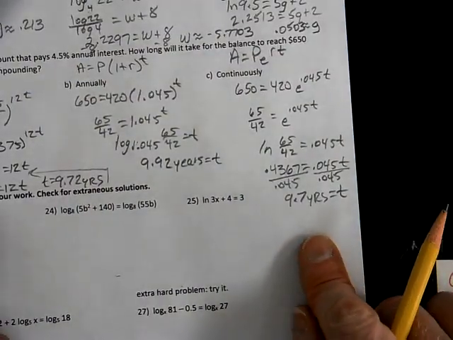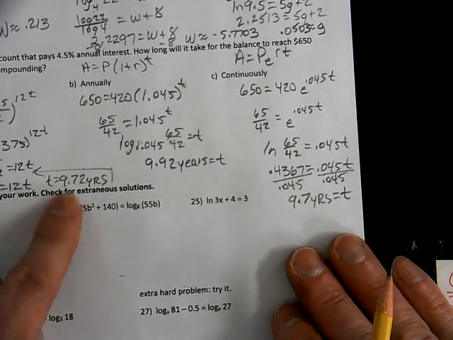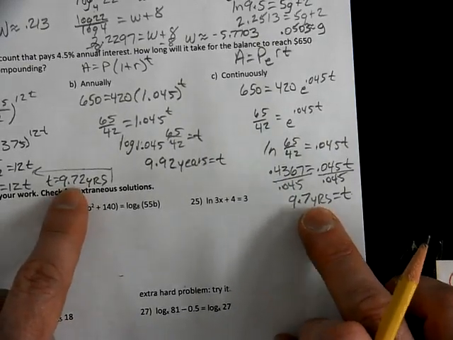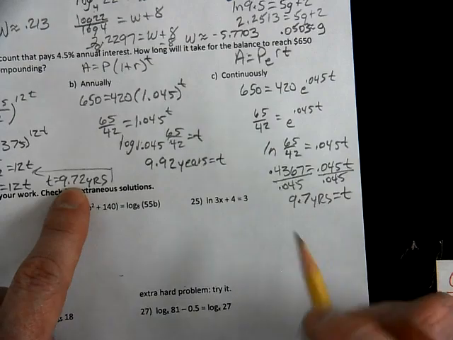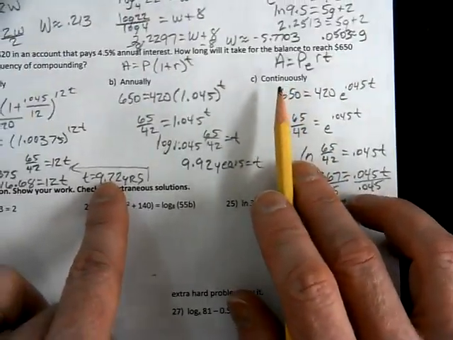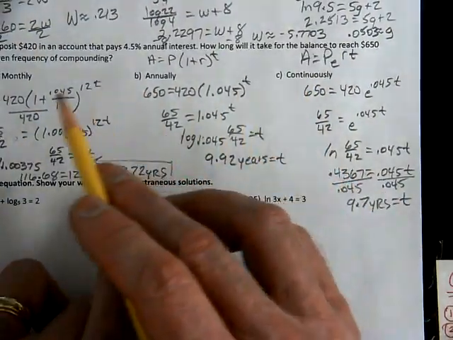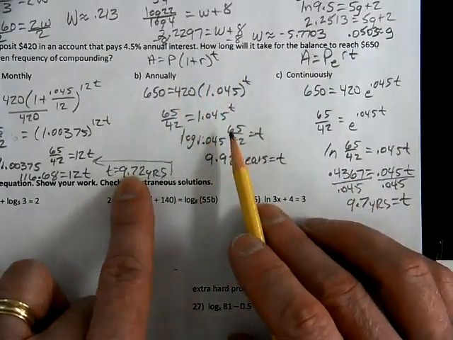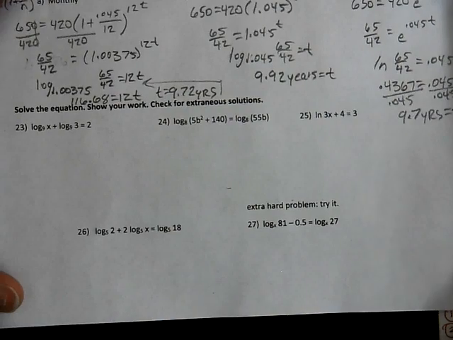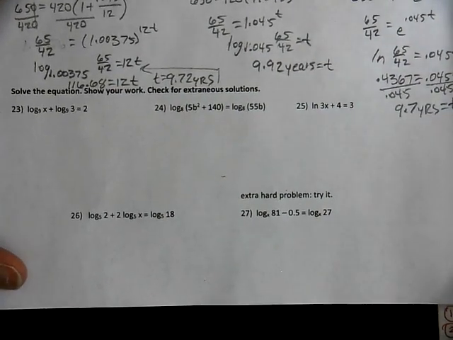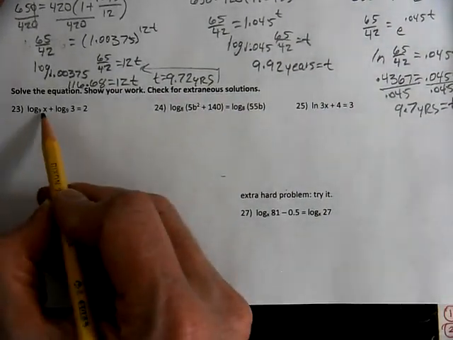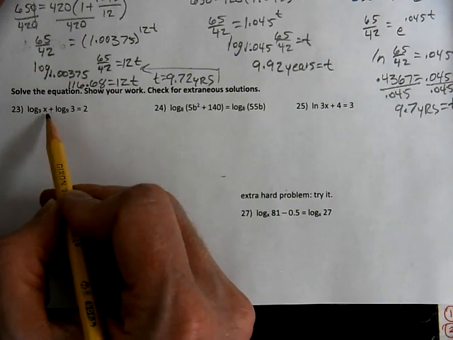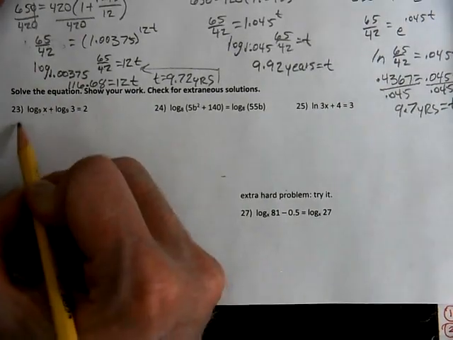So you can tell that that's a little bit less than here because we're compounding it more. Compounding it continuously compared to monthly. Annually is only compounding it once a year. Then we have some solving. We're adding, so we're using our properties of logarithms.